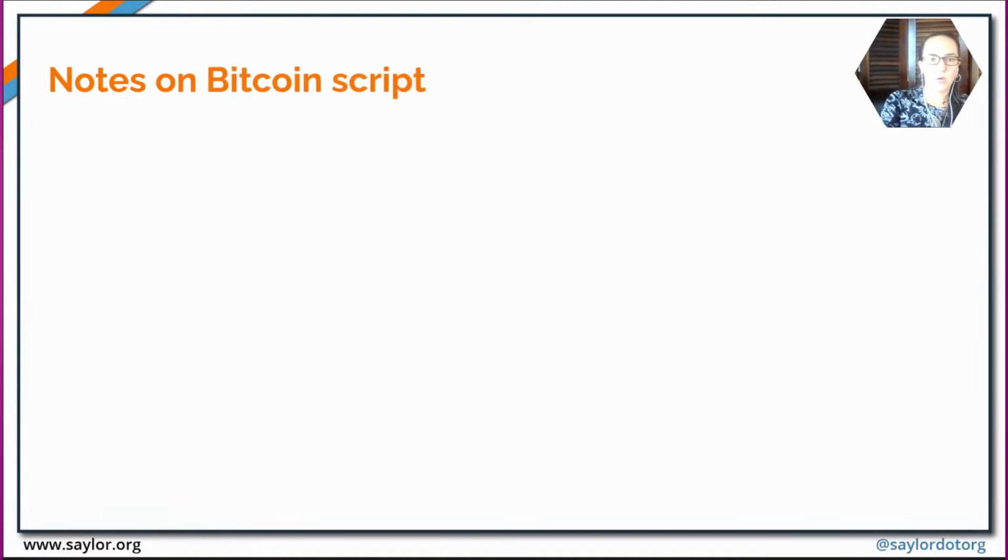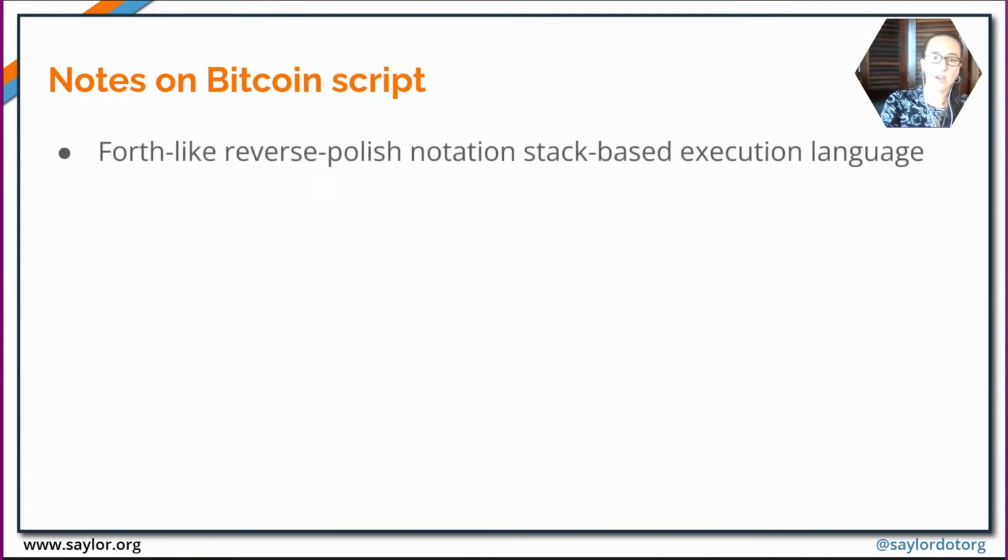All right, so notes on Bitcoin script. It is a Forth-like reverse Polish notation stack-based execution language. When I first read that, learning about Bitcoin, it made absolutely no sense to me. And the first time you read it, unless you studied old school programming, it probably isn't going to make much sense to you either. But maybe stack-based, some of the computer science students will understand what that's talking about.